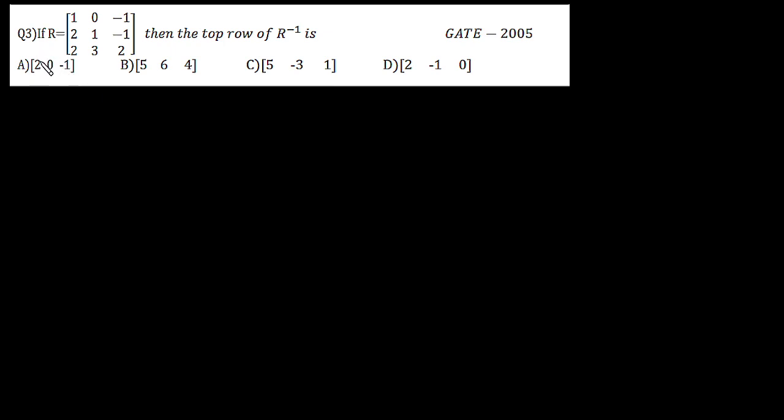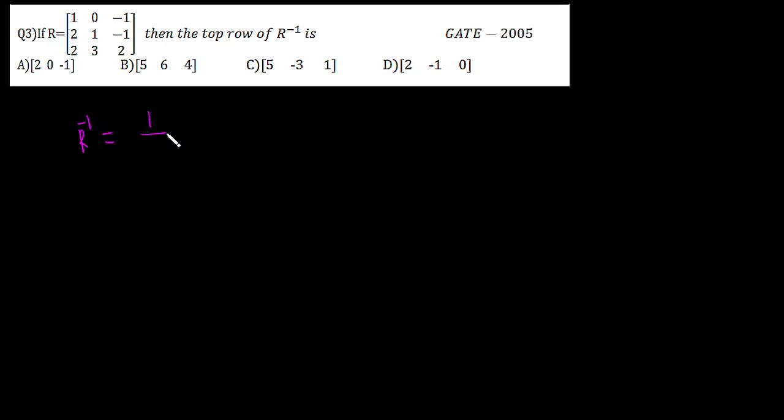Okay, now let's solve question number 3. Question 3 says, if R, again we have some matrix, which again has order 3 cross 3, then the top row of R inverse. So they are asking about the top row of the inverse of this matrix. Now first of all, to find the inverse, recall the formula of the inverse. Here let's denote it as R inverse.